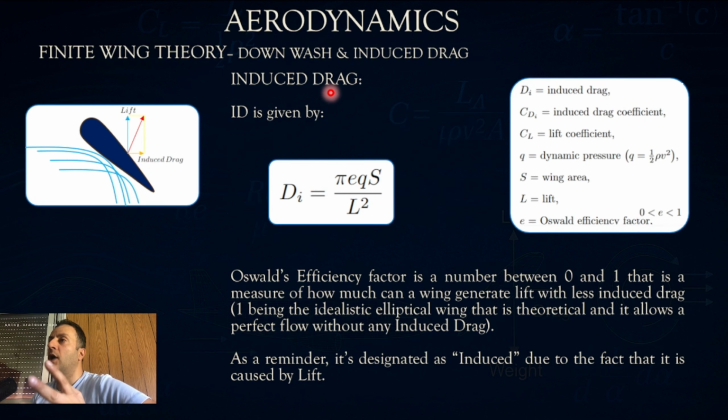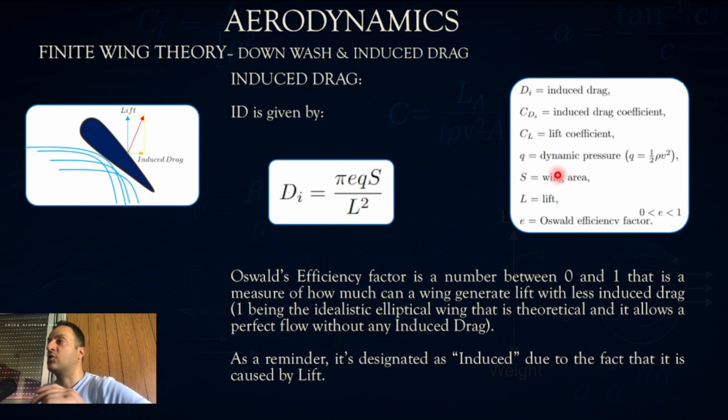Now, the formula for induced drag. The induced drag is given by Di equals pi e Q S over L squared. So let's break it down. Pi is the same pi for the circles, 3.14. E is what we call the Oswald efficiency factor. It has to do with the lift efficiency of the wing. It's related to the wing form, the wing shape.